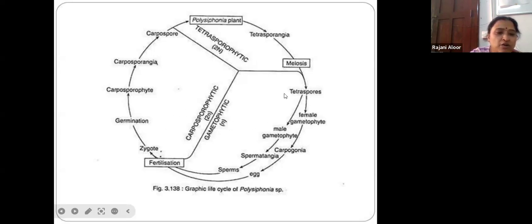carposporophytic stage. Out of 4 tetraspores produced in tetrasporangia, they develop into the diploid tetrasporophytic plant. Here, 2 tetraspores develop into haploid male gametophytes, and the other 2 into haploid female gametophytes. The male gametophytic plant develops male gametes inside spermatangia. The female gametophyte develops the female gamete inside the carpogonia.